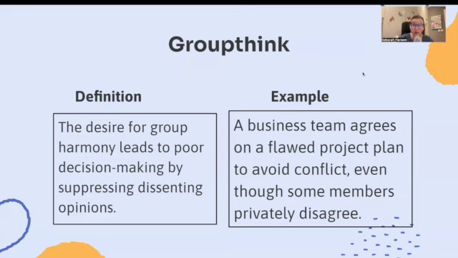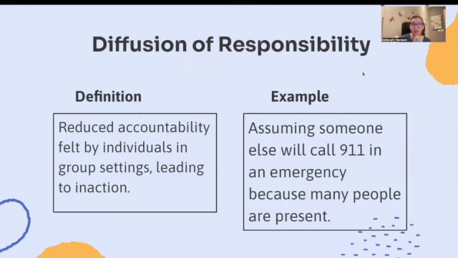So, for example, a business team agrees on a flawed project plan to avoid conflict, even though some members privately disagree. Diffusion of responsibility. This is reduced accountability felt by individuals in group settings leading to inaction. For example, assuming someone else will call 911 in an emergency because there are many people around.